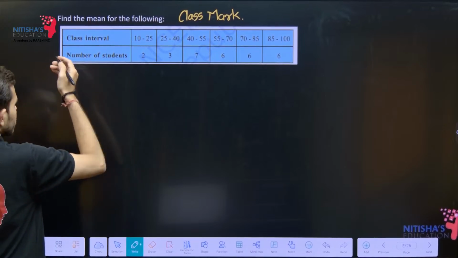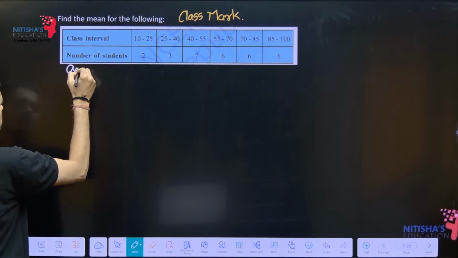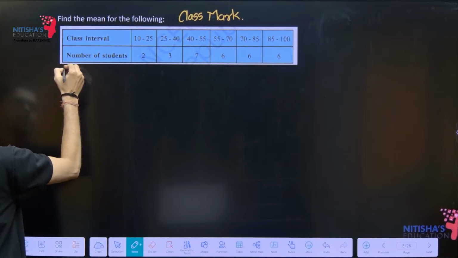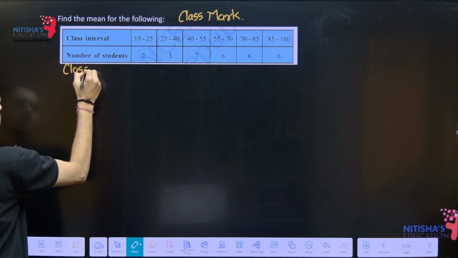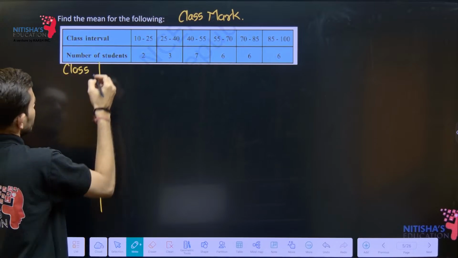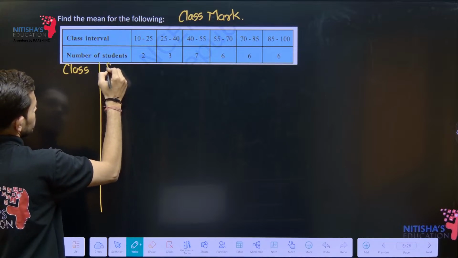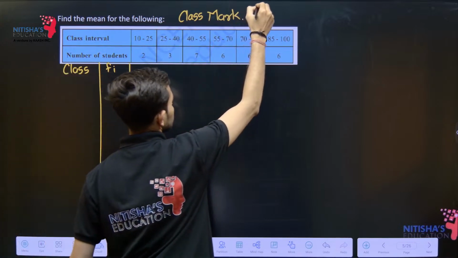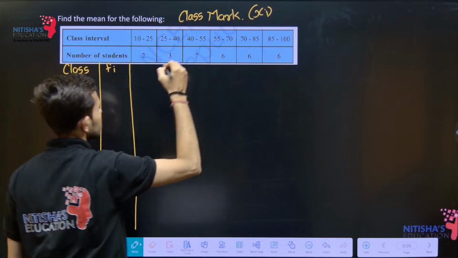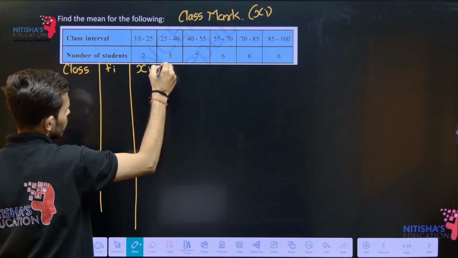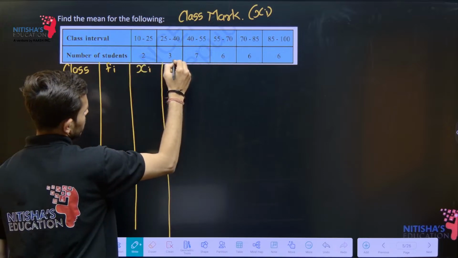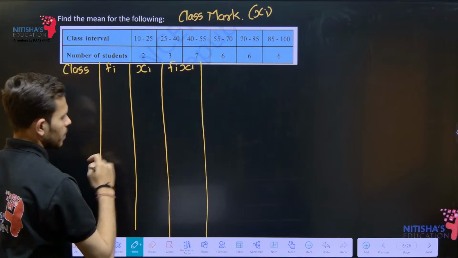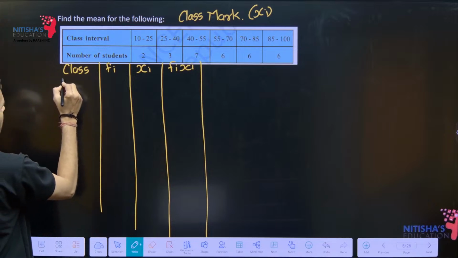So let's just plot a table. We have class over here. We have our frequency, which is Fi. We have to find class mark. Class marks can be given by Xi. So plot Xi over here. Then we have to find Fi(xi). So this column is for Fi(xi).